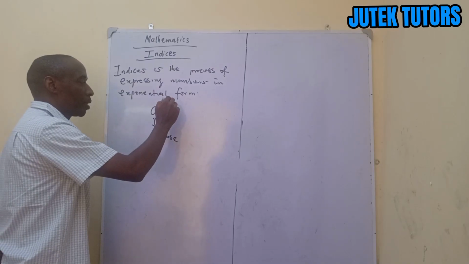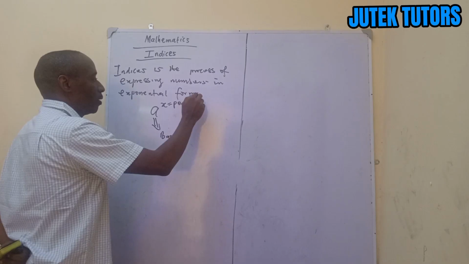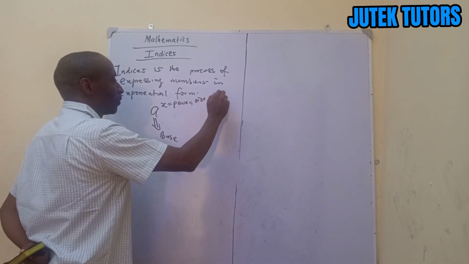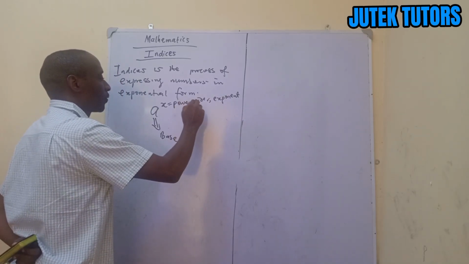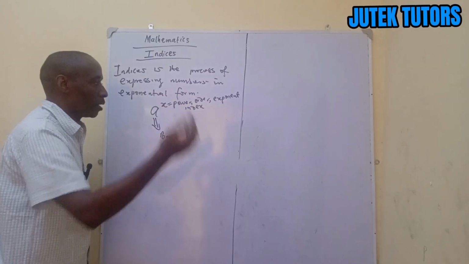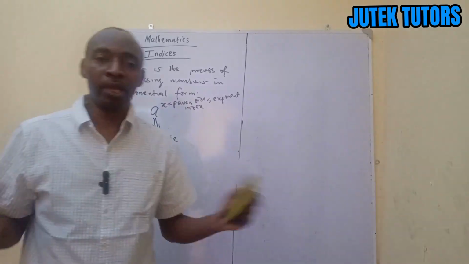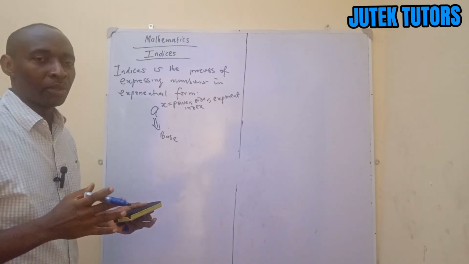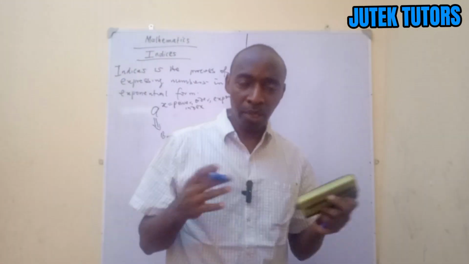X here represents the power. You can call it power, or you call it the order, or the exponent, or the index. X represents the power, order, exponent, or index, while a represents the base. So let's look at the laws that govern indices.